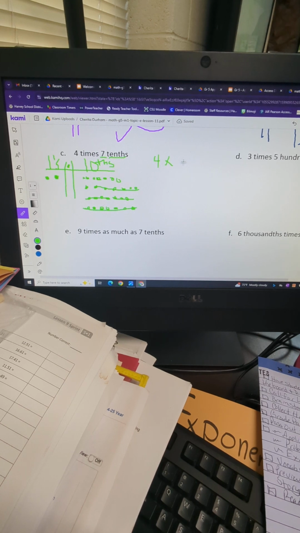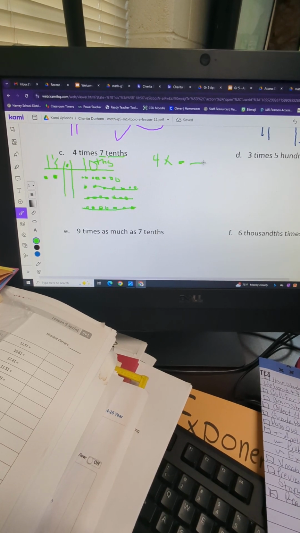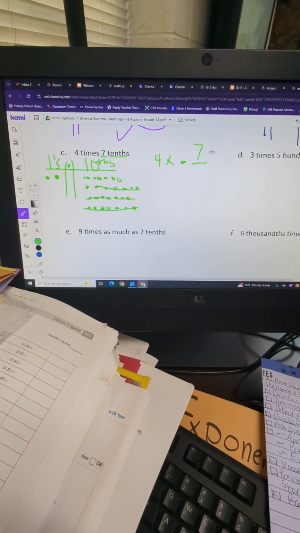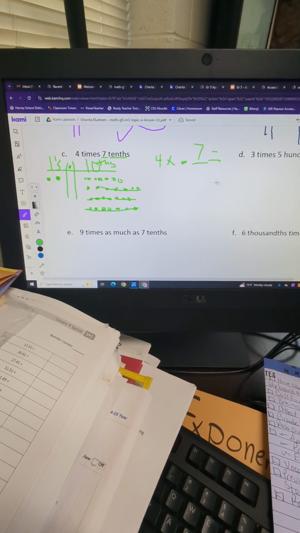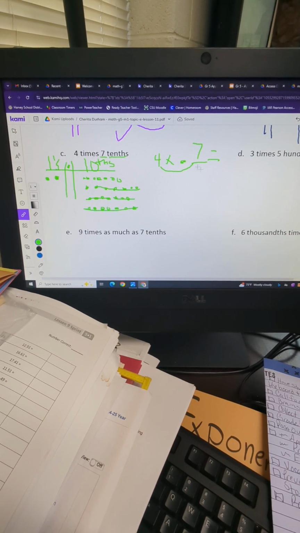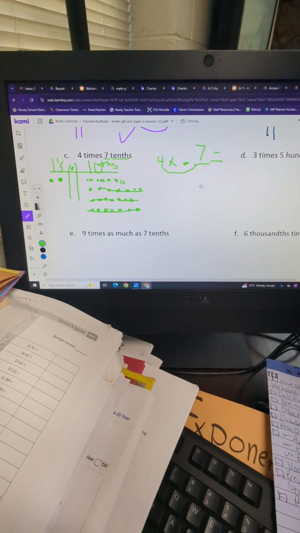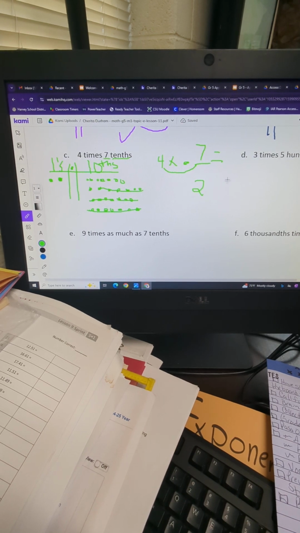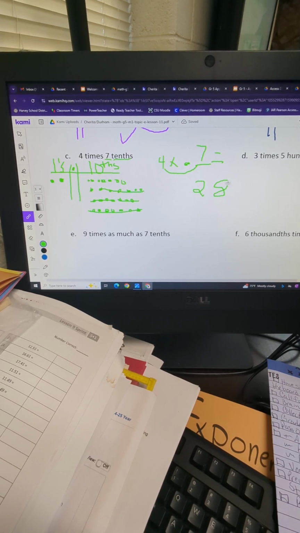So let's draw our place values. Here is my decimal, and the 7 stops in the tenths place. Good. Let's multiply 4 times 7. I hope you said 28. Very good. The answer is 28, but we don't have a decimal.